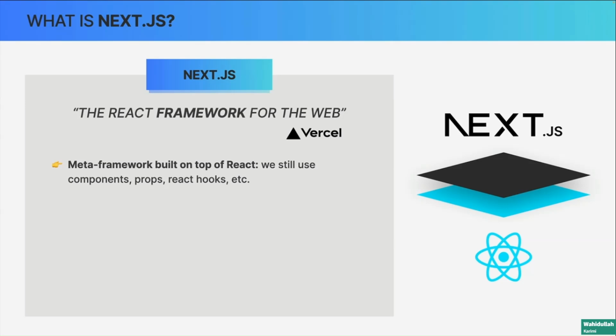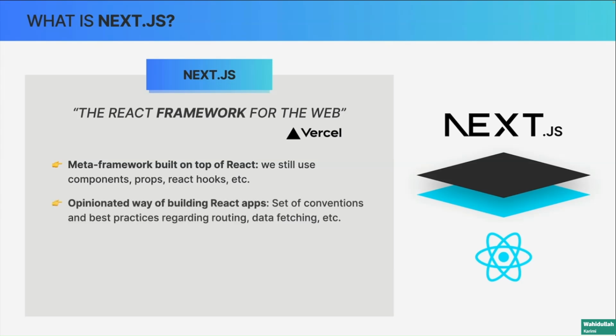Now, the fact that Next.js is built on top of React means that, of course, we get to use all the things from React that we already know and love. So things like components, props, React hooks, and so on are still important in the world of Next.js. Now, what Next.js adds on top of all that is a set of conventions and best practices about common things that we usually always need to implement in any real-world application. So things like routing, data fetching, and a bunch of other stuff that we'll see in the next slide.